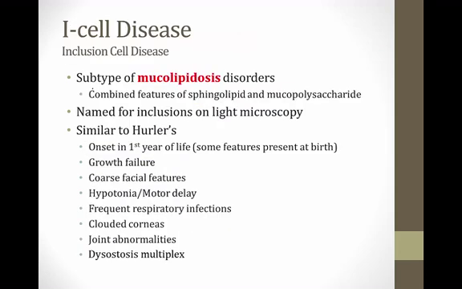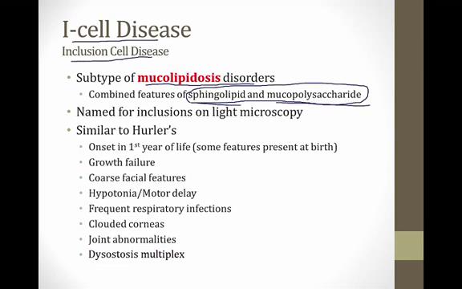So now we've talked about the sphingolipid disorders and the disorders of glycosaminoglycans, which are also called mucopolysaccharides. Now I'm going to talk about an example of a mucolipidosis disorder, and these disorders have combined features of the sphingolipid and mucopolysaccharide diseases. Basically, these disorders involve accumulation of both sphingolipids and glycosaminoglycans. That's why they're combined disorders. The disease we're going to talk about is called I-cell disease, which stands for inclusion cell disease, and it gets its name for inclusions that you can see on light microscopy of biopsies of people with this condition.